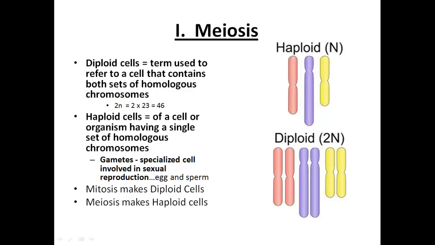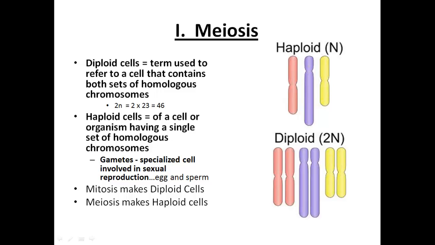I want to distinguish between 2 types of cells. Diploid cells is the term used to refer to a cell that contains both sets of homologous chromosomes. And so it's twice the number of chromosomes. So if it was a human being, you have 23 chromosomes, and you have twice that number, so you have 46. A haploid cell would be a cell of an organism having a single set of chromosomes. So gametes in human beings are haploid cells, so it just has 23 chromosomes. Your gametes are your egg or sperm, depending if you're a man or woman.